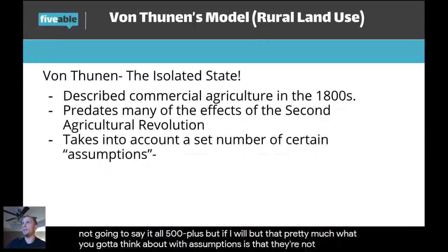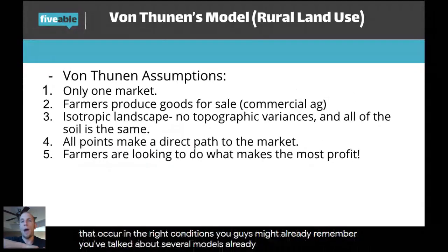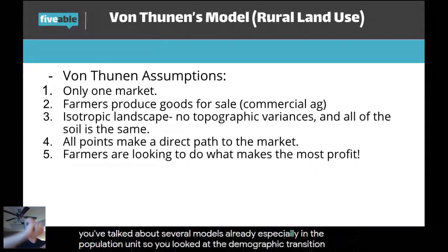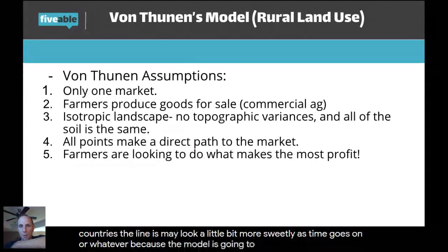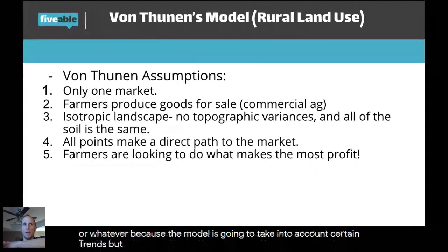So with any model, you're going to look at, it's going to be designed to show certain phenomena or certain characteristics that occur in the right conditions. You might already remember, you've talked about several models already, especially in the population unit. So you looked at the demographic transition model, and we see these picture-perfect little lines that represent the decreasing birth rate, and then later on the decreasing death rate, and how we say that in stage 2, the population is growing really fast, and in stage 3. But if you look at how that model applies to individual countries, the lines may look a little bit more squiggly as time goes on, because the model is going to take into account certain trends, but isn't necessarily going to capture the way things are to perfection. And that's what you need to know about the von Thunen model.